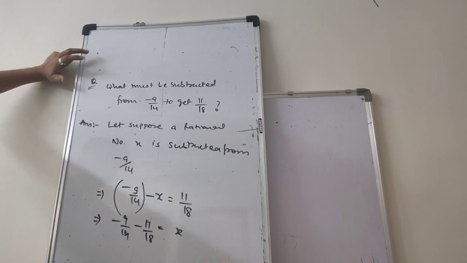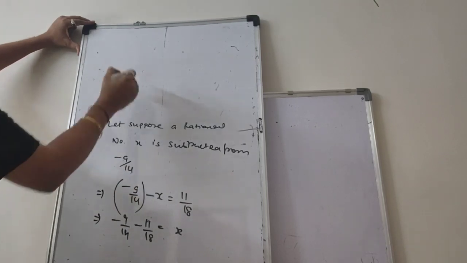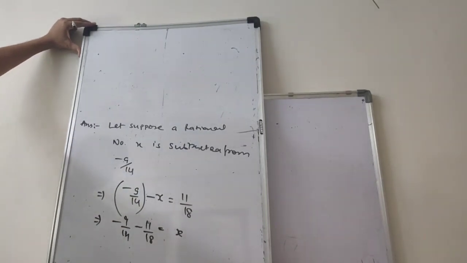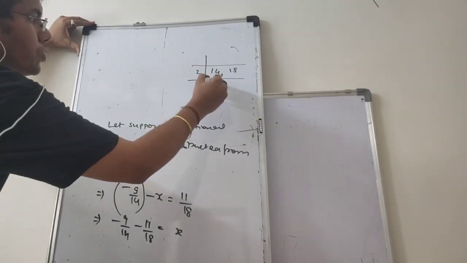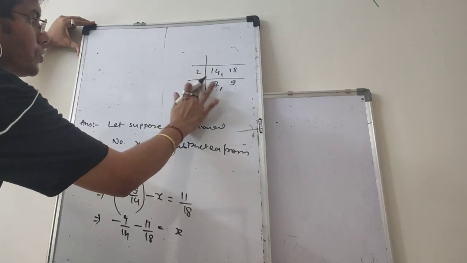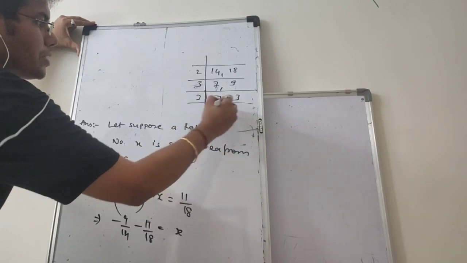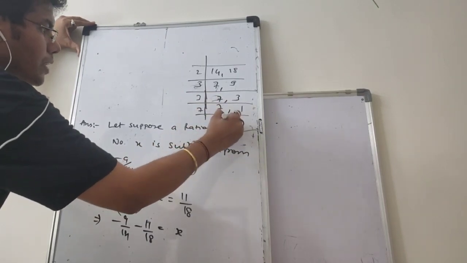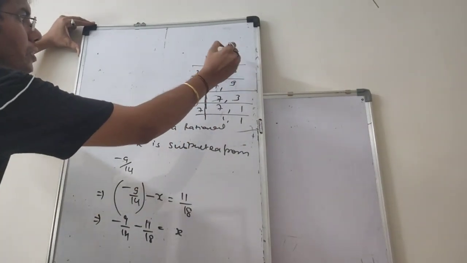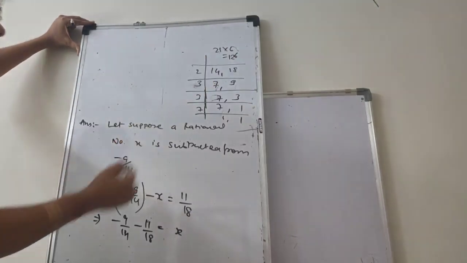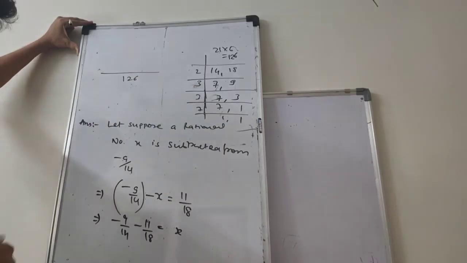ठीक है. Now we are taking LCM of 14 and 18. क्या हो जाएगा? 14 और 18 का LCM. 2, 7 and 9, then 3, 7 and 3, then 3, 7 and 1, then 7, 1 and 1. So that is 21 into 6, 126. So 126 is the LCM.